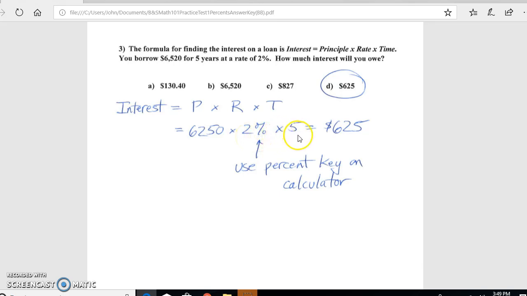times the 5 years. When you multiply these, you need to use your percent key on your calculator, and when you multiply the three numbers, you're going to get 625, which is letter D. 625 is the amount of interest that you would have to pay back for the loan.